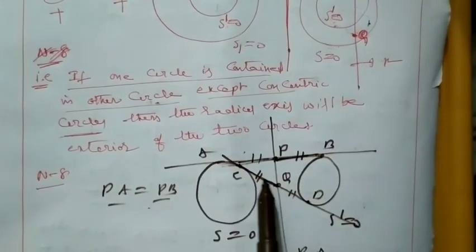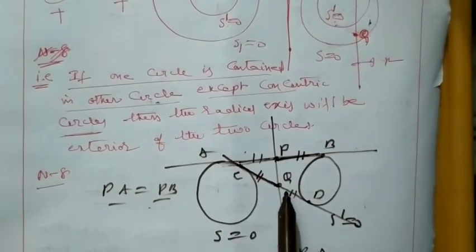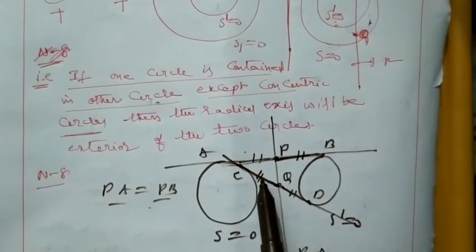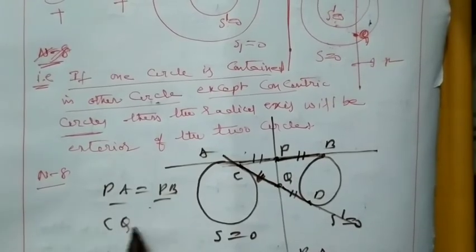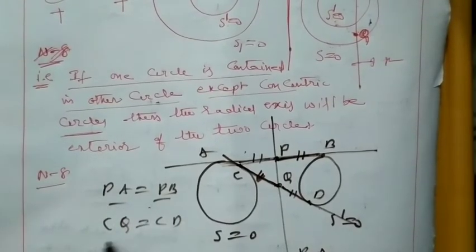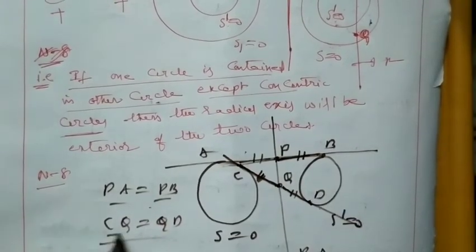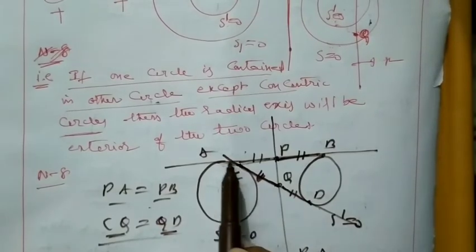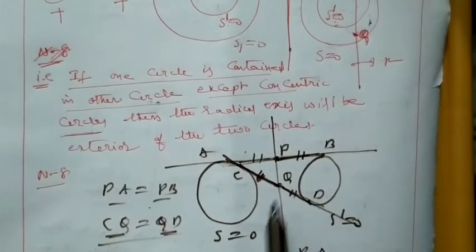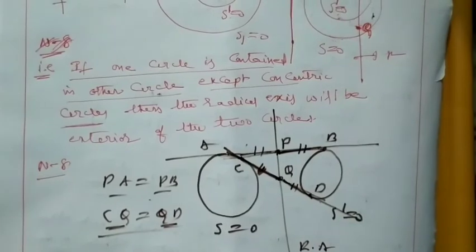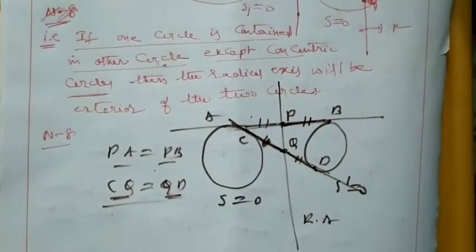It is also the length of the tangent for the first circle. It is also the length of the tangent for the second circle. So in this case also, CQ is equal to DQ. In this case also, CQ is equal to QD. This means the transverse common tangent is also bisected by the radical axis. As per the definition, the transverse common tangent is also bisected by the radical axis.